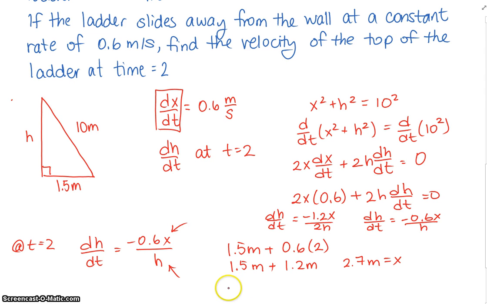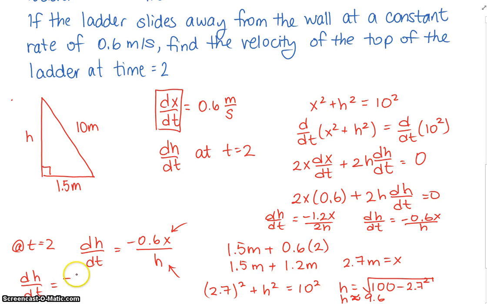My height, we can then use Pythagoras to figure this out. We'd have 2.7 squared for my x plus my h squared is going to equal 10 squared, and you can isolate for your h. That will then go in there. So as a result, our height is approximately 9.6. So our dh/dt at time equals 2 is going to be negative 0.6x, which is 2.7, all over approximately 9.6, so we'll make this an approximation, which then gives us negative 0.16875 approximately meters per second. And it's an approximation because I have rounded halfway through.